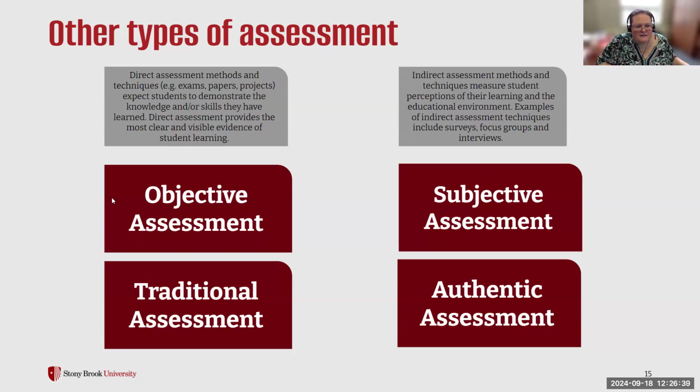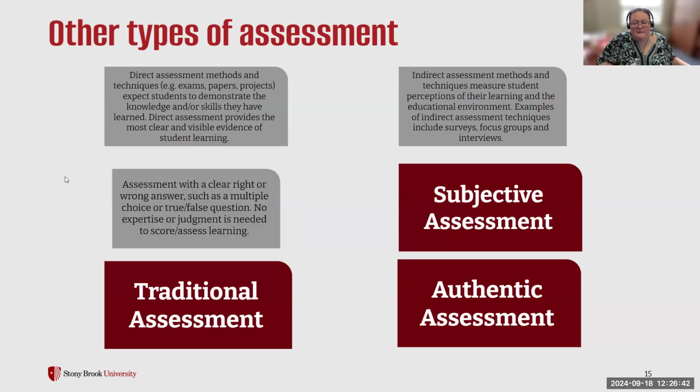Then you may hear the term objective assessment. So both objective and subjective assessments are forms of direct assessment, right? You're asking students to demonstrate their knowledge and skills. But something that's objective, those are assessment questions that will have a right or a wrong answer. So it's pretty clear whether a student gets the points or doesn't get the points. This is your classic multiple choice questions, true/false questions. Grading doesn't require judgment or expertise in an area; a computer can grade it, or somebody with no knowledge but an answer key can do that grading.